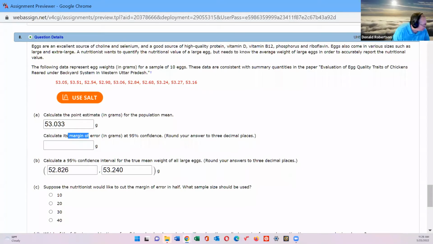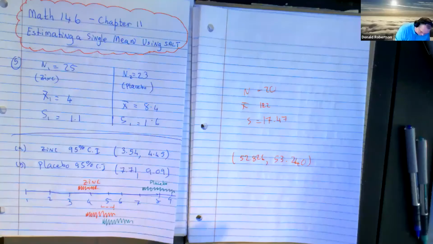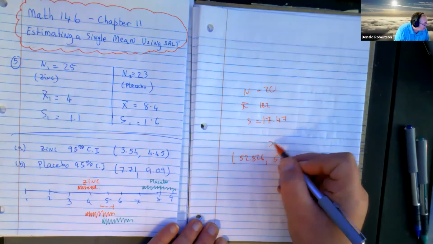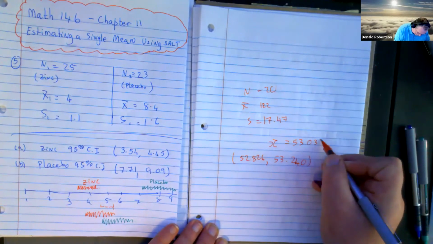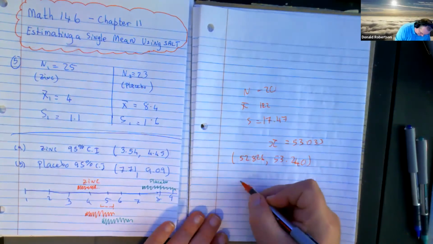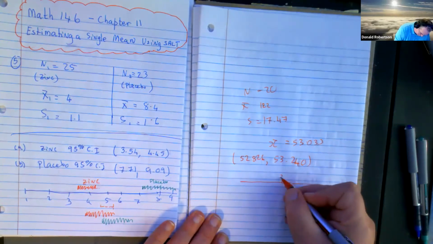So I'm going to write that interval down, and then I'm going to show you how you get the margin of error based on these numbers. And you don't get it through salt, which is why I'm doing what I'm doing. So I'm going to show how you get it without salt. The mean of this guy is 53.033.